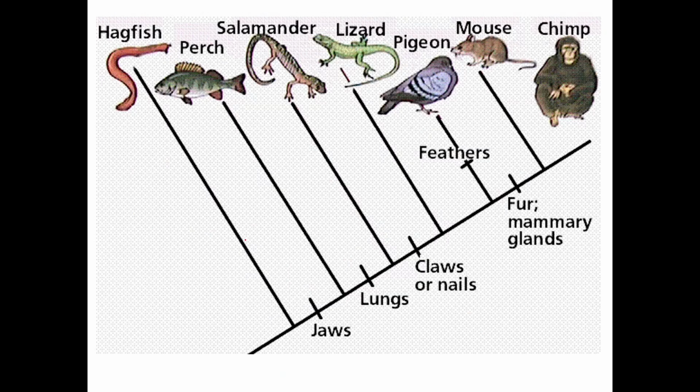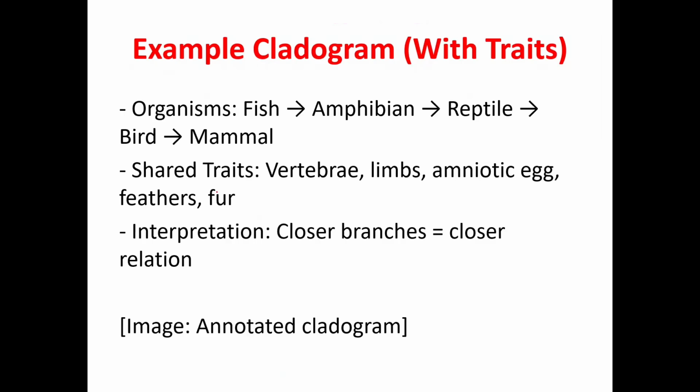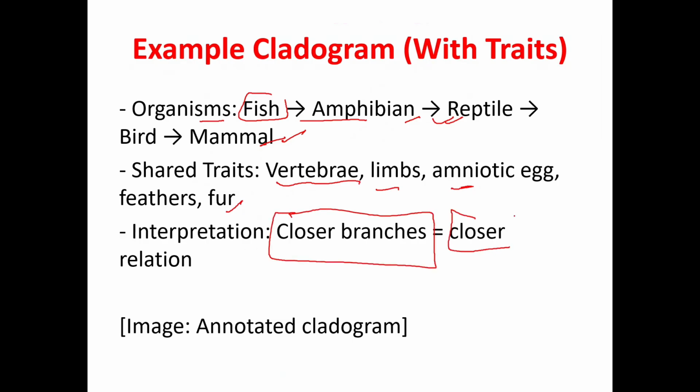Look at the figure, this one, how we draw a simple cladogram and represent the ancestry of organisms based on similarity and dissimilarity. An example is the organisms fish, to amphibian, then reptile, then bird, then mammal. So this is a simple distribution of how fish convert into amphibian, then reptile, bird, and mammal. Shared traits are vertebrae, then limb, amniotic egg, feather, fur. Interpretation: the closer the branch, the closer the relationship between the different species.